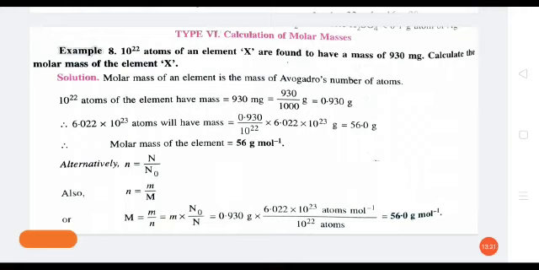So these are the numericals. Okay, you practice these numericals.